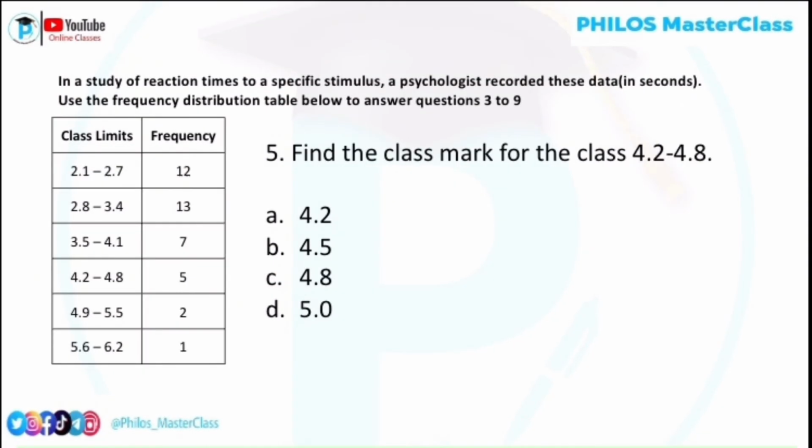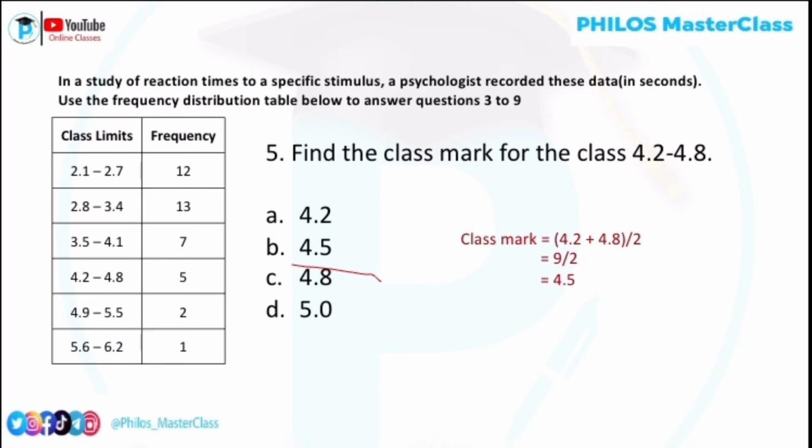Question 5. Find a class mark for the class 4.2 to 4.8. To find class mark for any class, you have to add the upper class limit and the lower class limit of that class and divide by 2. So we are finding the class mark for the class 4.2 to 4.8. So to get it, we say 4.2 plus 4.8 all divided by 2. So 4.2 plus 4.8 will give you what? 9, isn't it? Then divide it by 2. You get 4.5. So the correct answer to question 5 is B, 4.5.